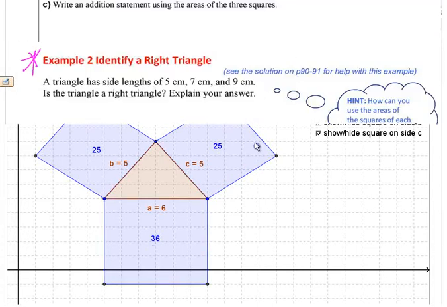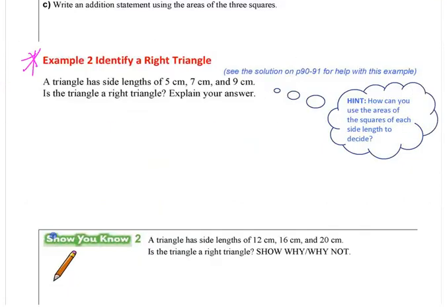So in that last example, that's what they're looking for. They're looking for you to be able to use the area of the squares to decide, and then explain your answer. Have a look in the textbook. See what they do. Okay?